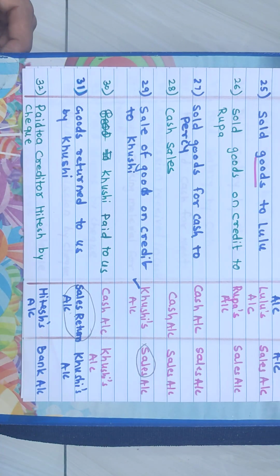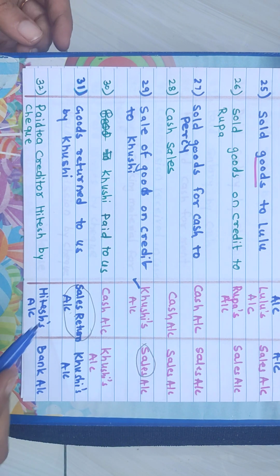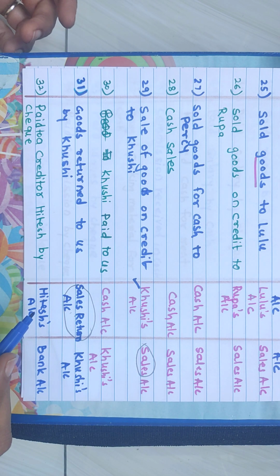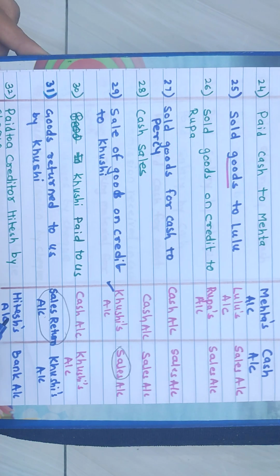See, when someone is giving to us, we have to credit her account, his account. And when we are paying to someone, who is the receiver for the business? That person. So the account will be debited.